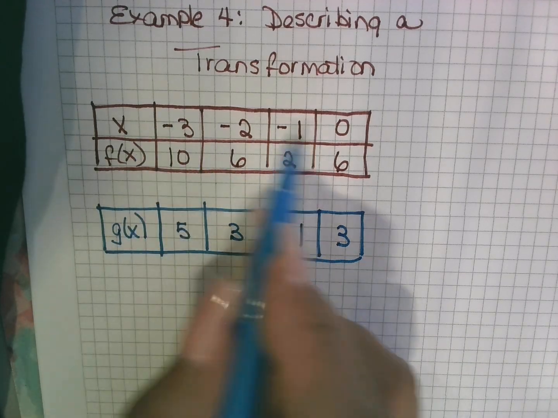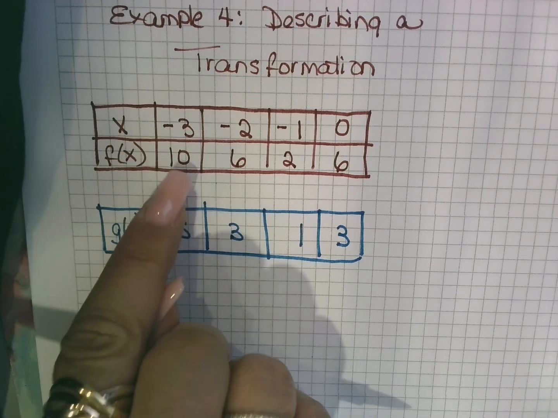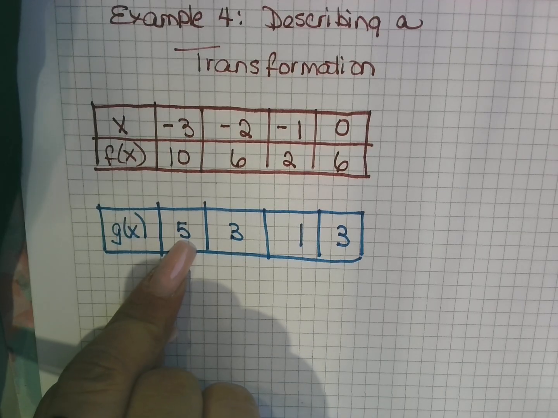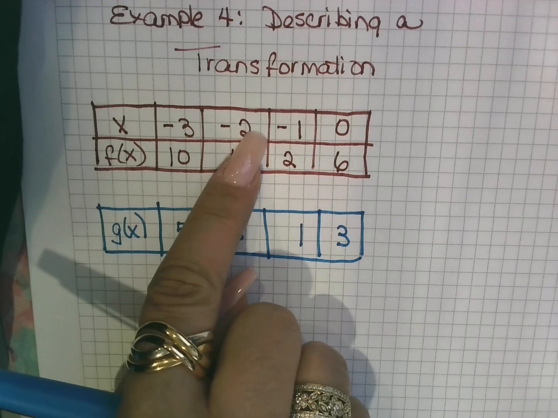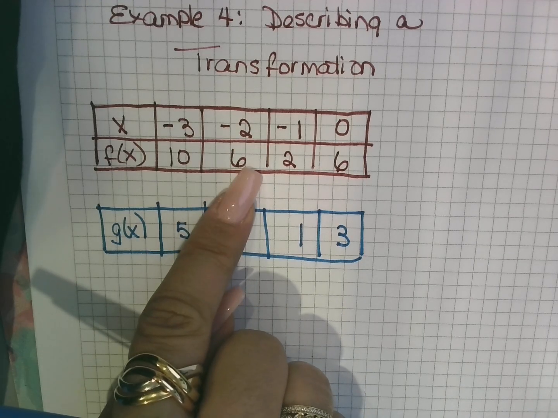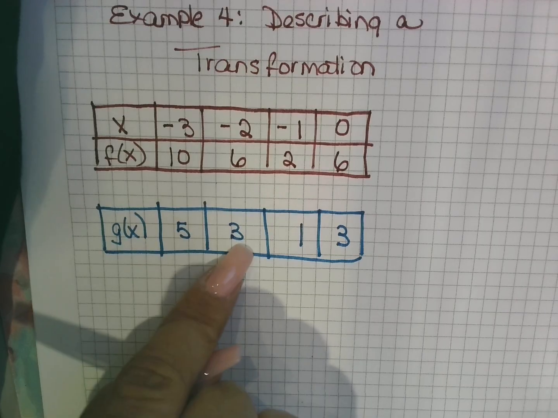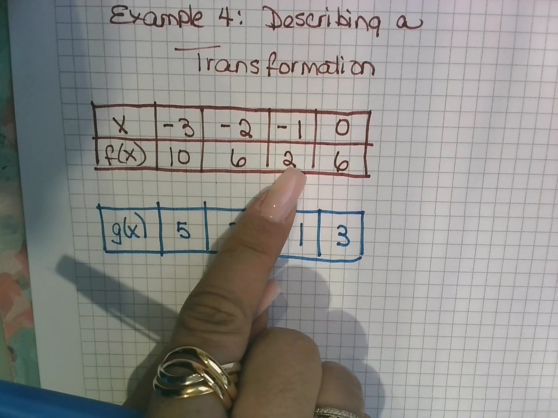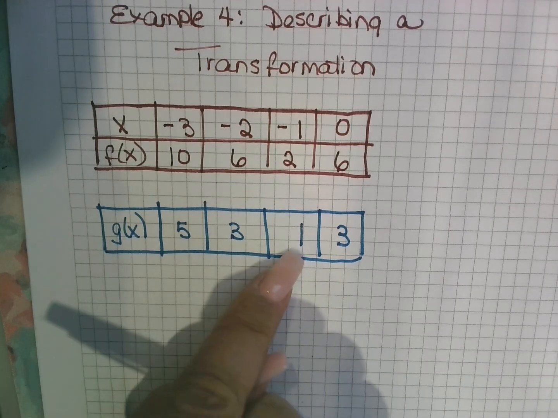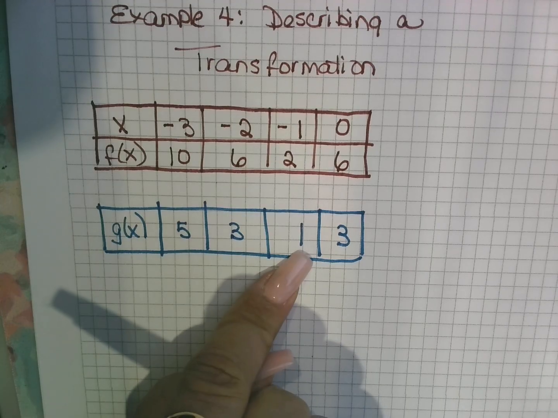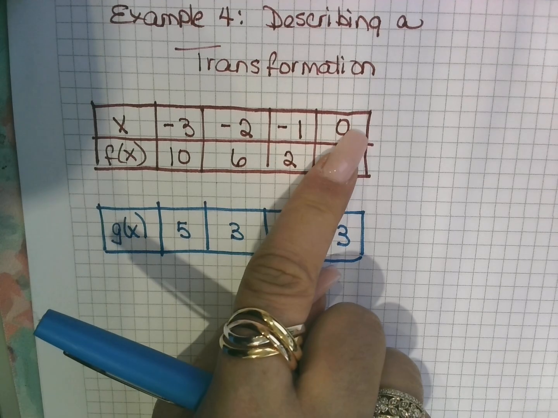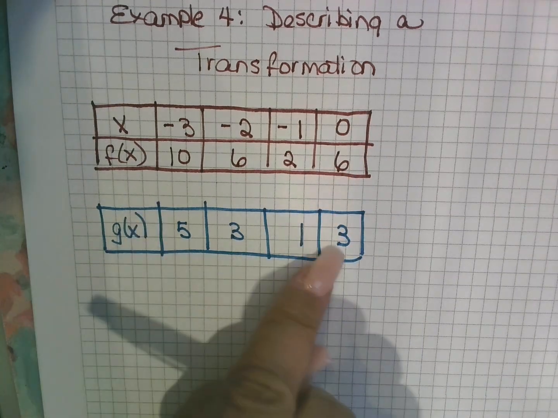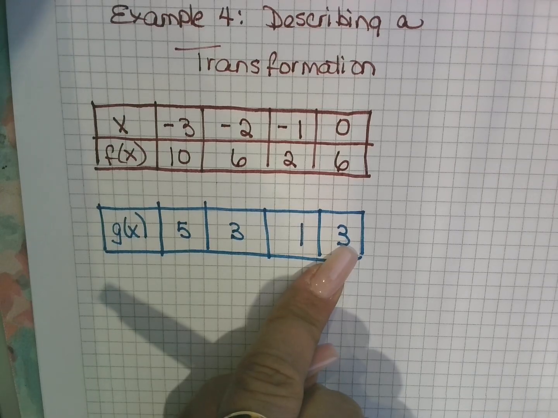All right, so my x's are not changing. x is negative 3 here, and I get a 10. Down here in g of x, x is still negative 3, but now I get a 5. Up here, when x is negative 2, the function produces 6. But over here, when x is negative 2, the function produces 3. Here, when x is negative 1, the function produces a value of 2. But here, when x is negative 1, it produces a value of 1. Here, when x is 0, the function gives you a value of 6. But here, when x is 0, the function gives you a value of 3.